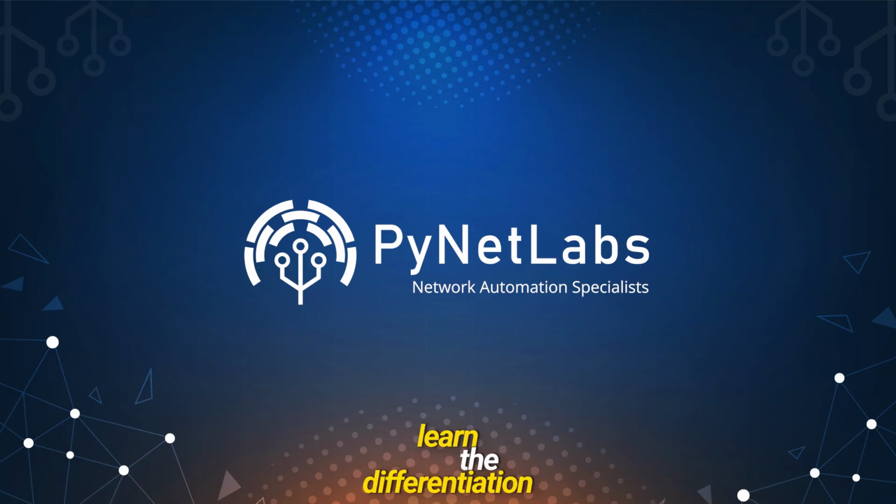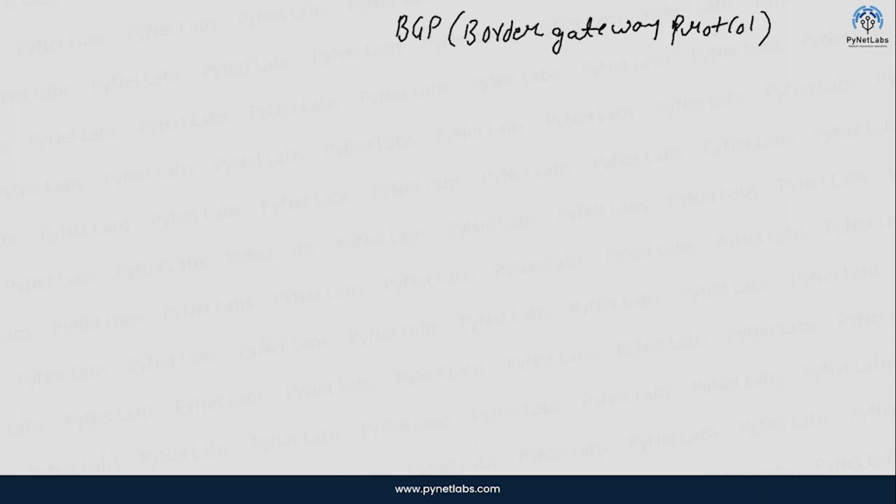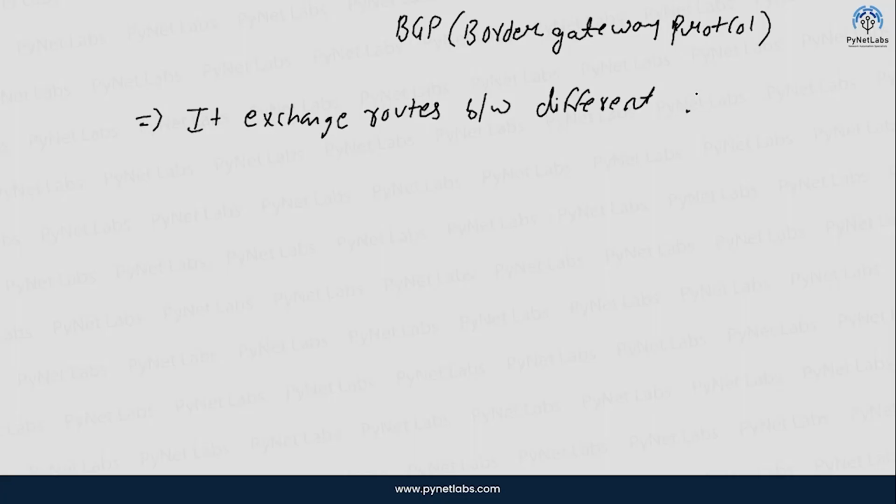In this video we are going to learn the differentiation between eBGP and iBGP. Before going ahead with the differentiation, first of all, let's take a little intro over BGP. BGP stands for Border Gateway Protocol, and it is a routing protocol which connects you to different autonomous systems. If I just write down the BGP definition, it exchanges the routes between different AS systems.